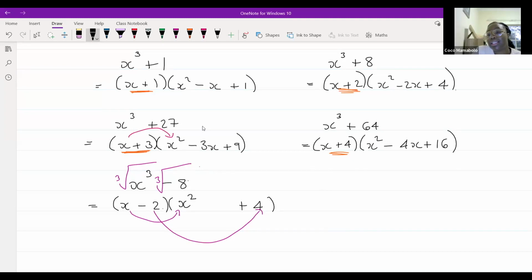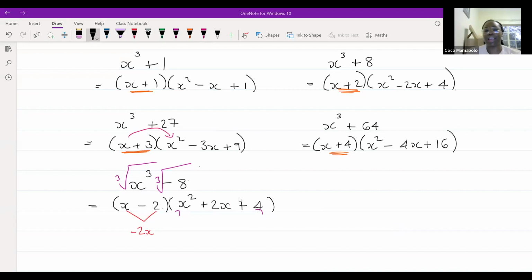Now, the middle term is determined by these two. So we're going to take x times -2. That's going to give me -2x. And then I'm going to swap the sign. I'm going to change the sign and put it in here as +2x. And that's how you factorize sum and difference of cubes.